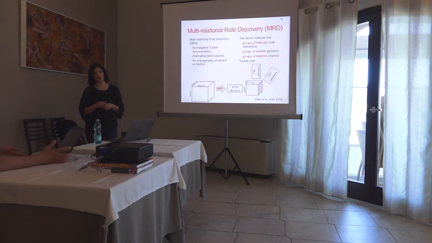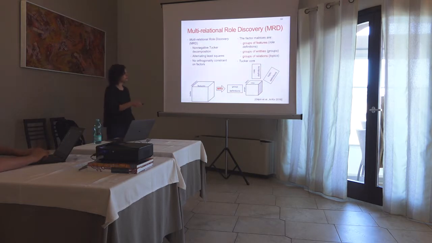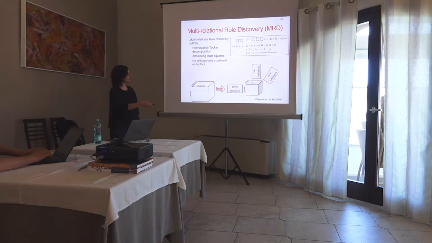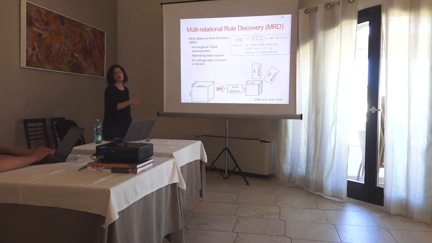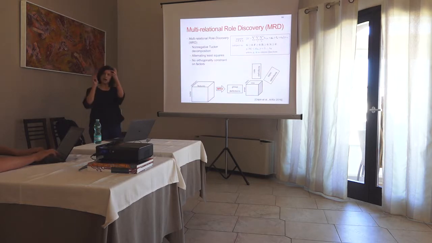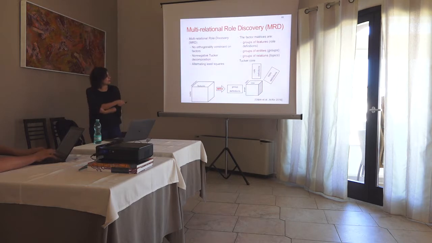Again, we're going to use alternating least squares. We're not going to assume any orthogonality on the factors. What are the factors? I get three factor matrices. I have my group definitions, which is how I'm going to group my nodes or my congresspeople. I have my roles, which is how I'm going to group my features to define my roles. I'm going to have these topics, which is how I'm going to group my relations. These are my committees. And then I'm going to have my tensor core, which tells me how these groupings are related to each other. So let's see how this all works out.